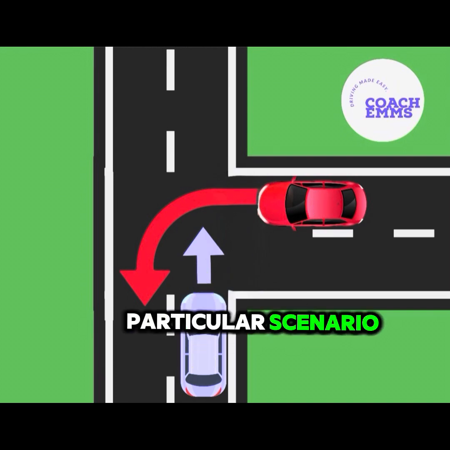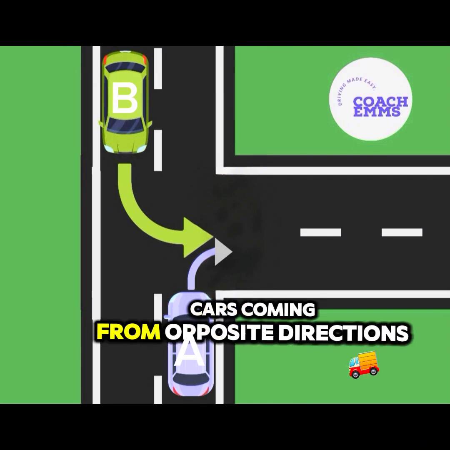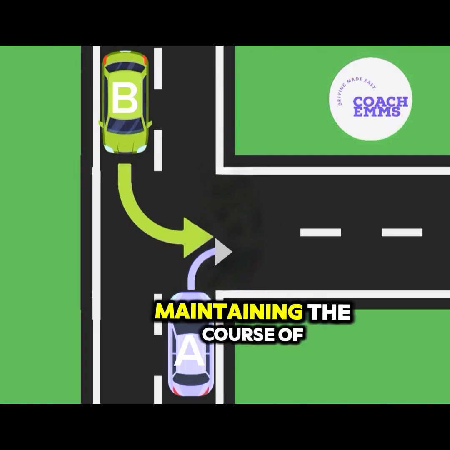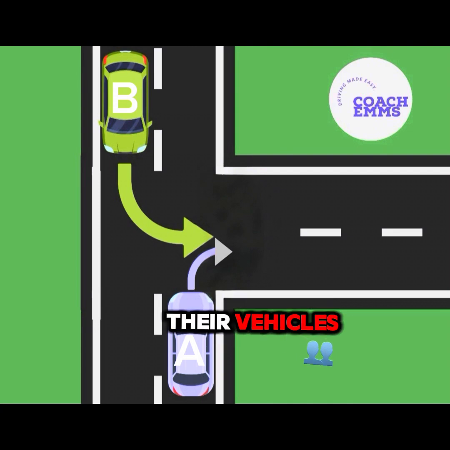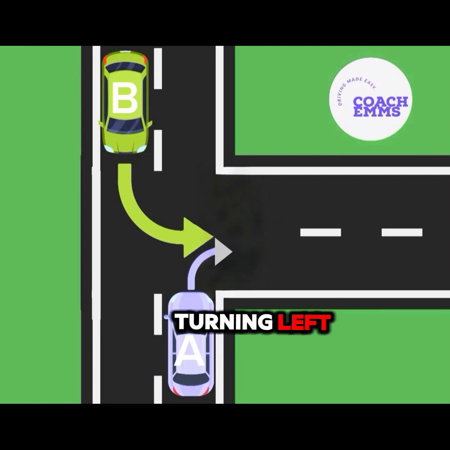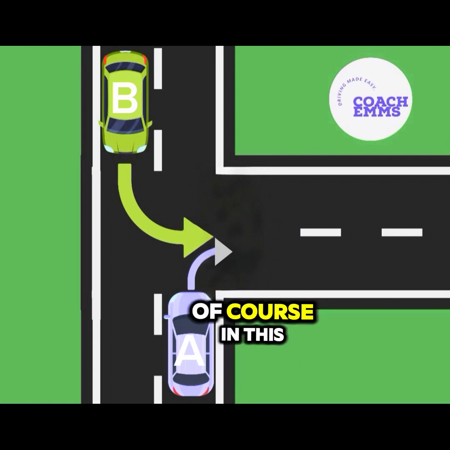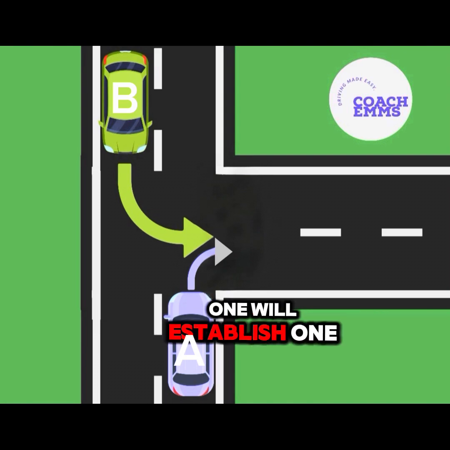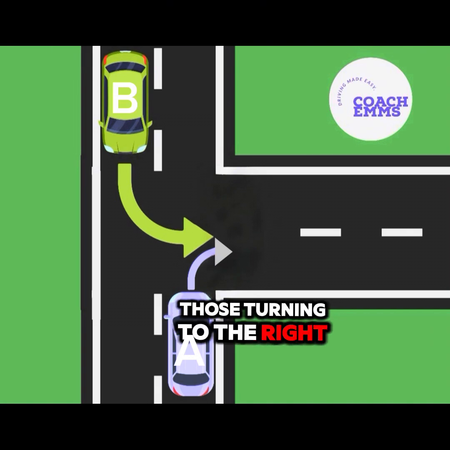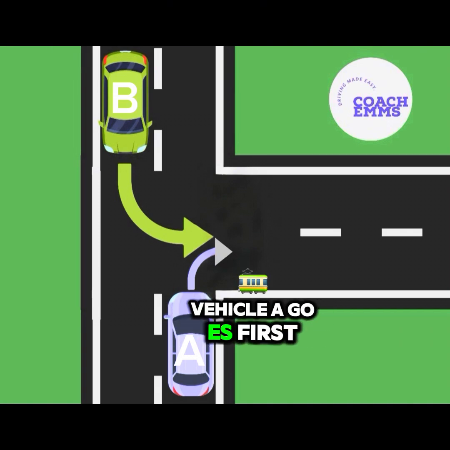Now let's look at this particular scenario. Cars coming from opposite directions, yet they are turning into a particular road. Now in this case, you do realize that none of them are maintaining the course of their vehicles. However, pay close attention to the directions. If you look at this particular scenario, vehicle A is turning right and vehicle B is turning left. Even though they are all moving off course in this particular intersection, one well-established ground rule will answer this question. We give priority to those turning to the right. And in this case, vehicle A goes first.